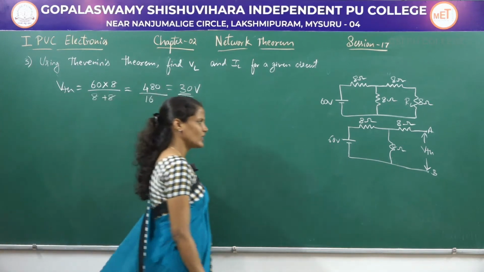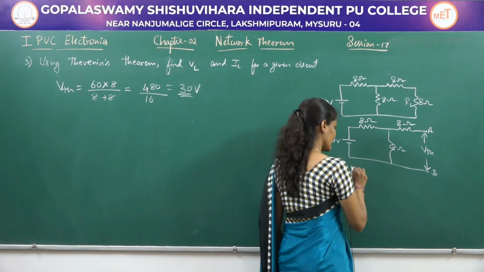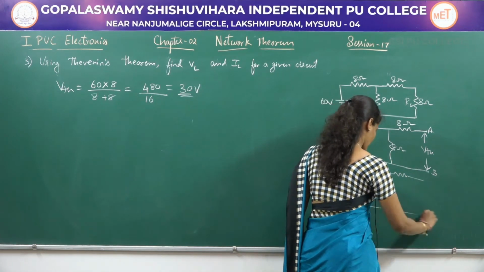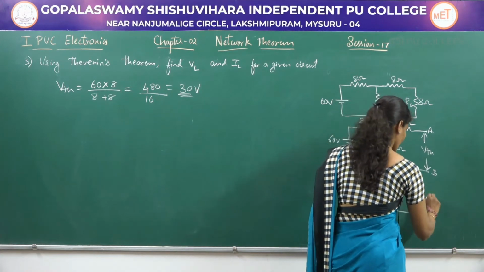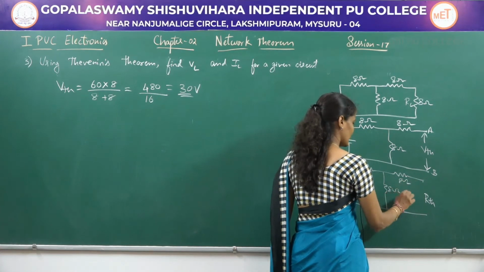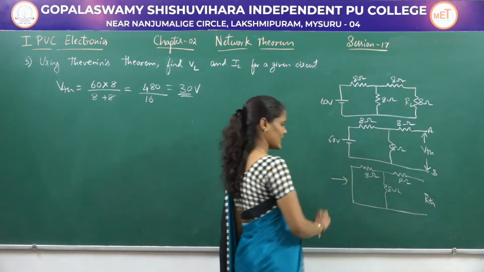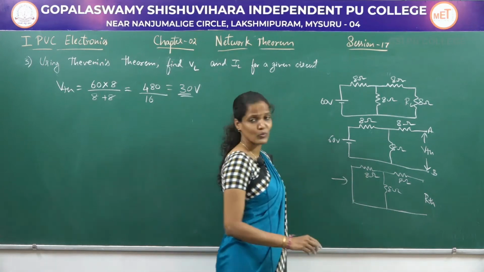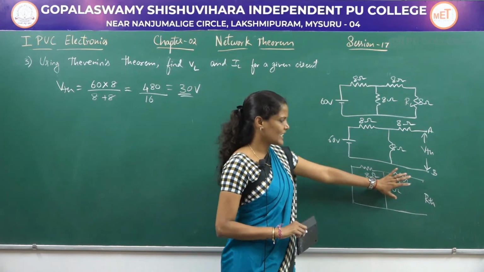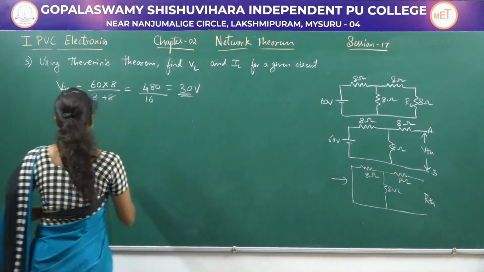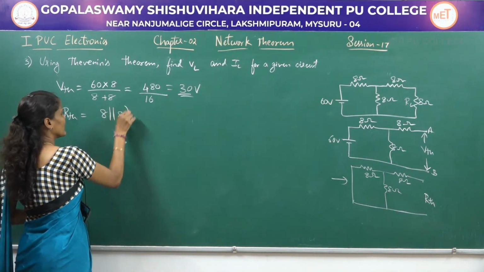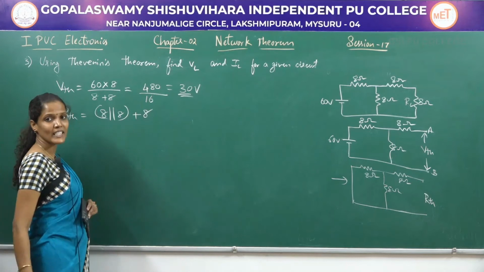Now we have to find RThevenin, for which we are going to short circuit the voltage source, and the circuit diagram will be like this, and the resistance measured across these two terminals will be named RThevenin, and these are 8 ohms. If you look from this side, these two resistors whose values are 8 ohms are connected in parallel, and this parallel combination is connected in series with this 8 ohm. So RThevenin is equal to 8 parallel to 8, which is in series with 8 again.